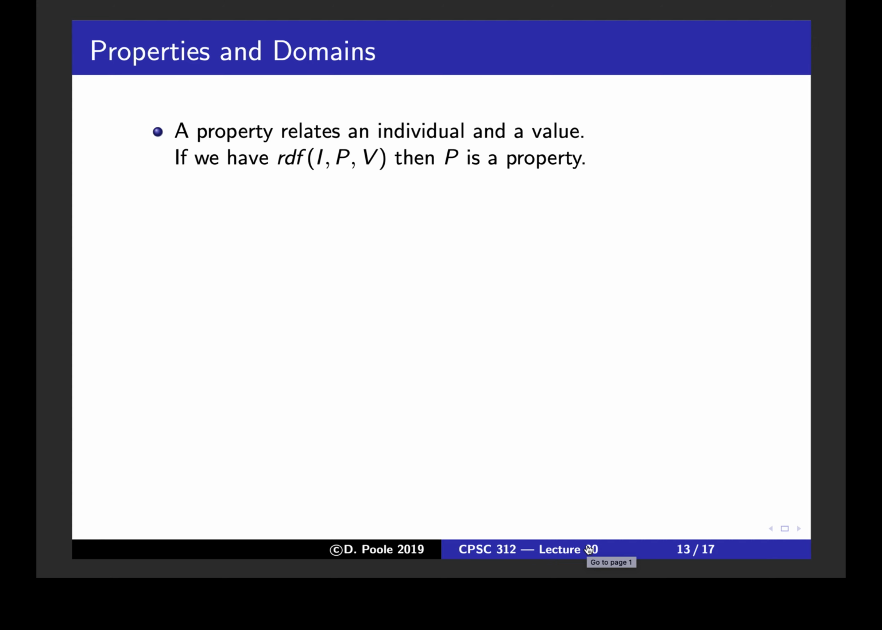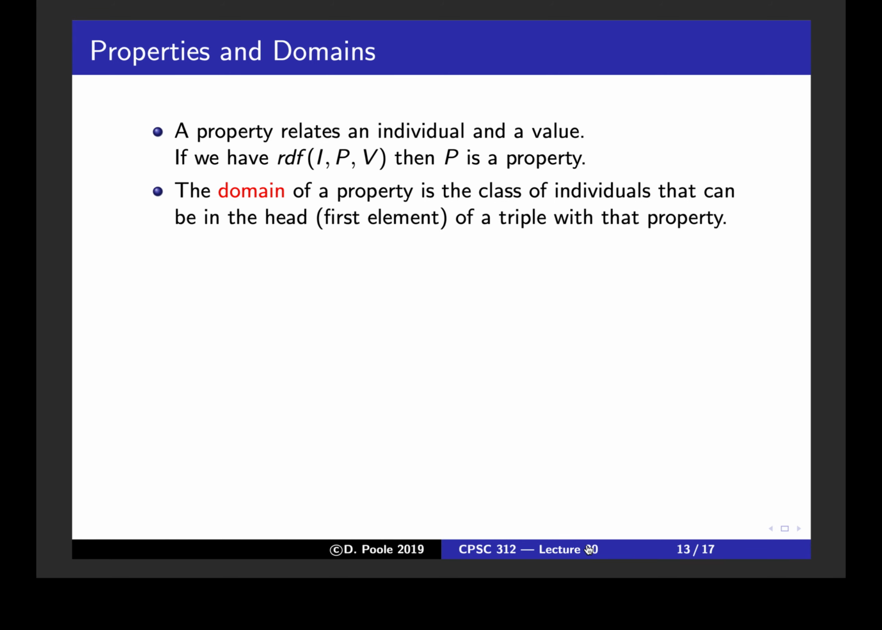Before this we've been talking about classes and individuals. And now we're going to talk about properties. A property just relates an individual and a value. So if we have RDF I P V, then P is a property. The middle part of any of these property statements, of any of these triples we've been using, is called the property.